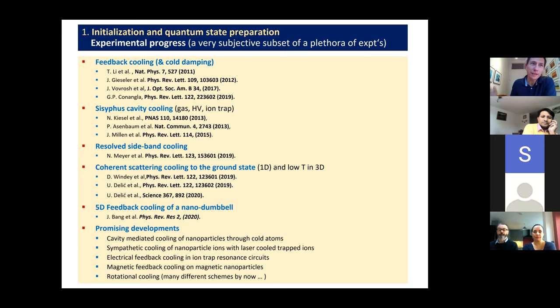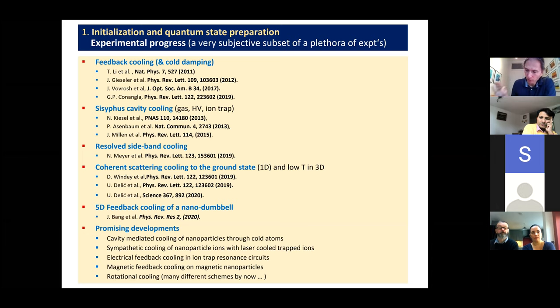And then there are many, many other teams. I didn't explicitly mention Peter Barker, which is the paper with James Millen in front. And James Millen himself is now also at King's College doing nanoparticle cooling. And they have many interesting ideas being set up on how to do electrical feedback cooling, magnetic cooling, sympathetic cooling with other ions, so the entire community. Cavity-mediated cooling, so there's a huge field growing, and that's very, very good to see.